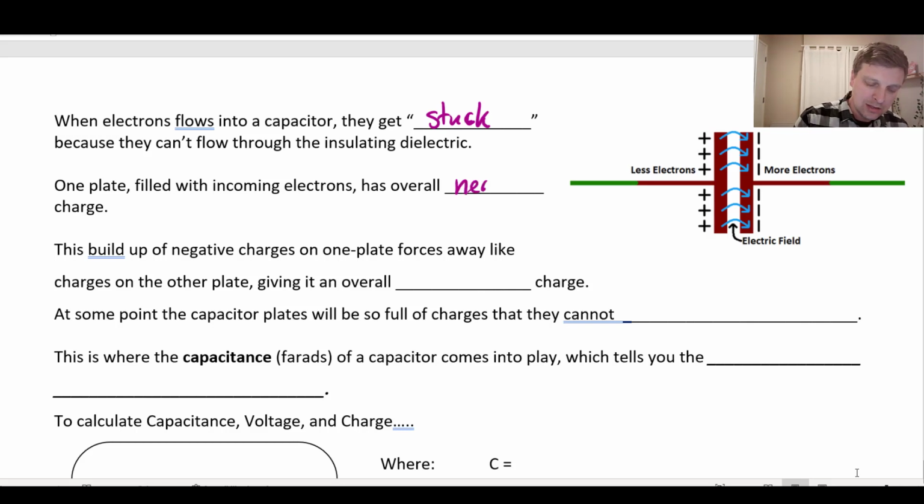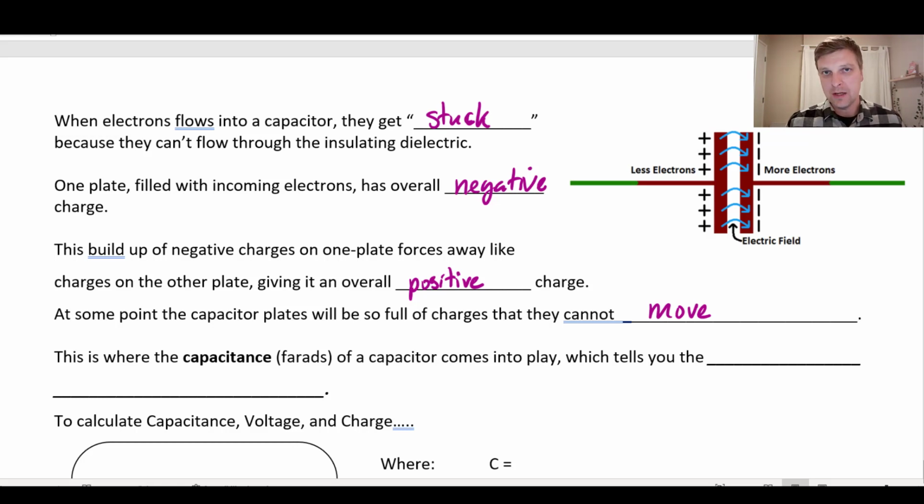and this makes sense. And then this buildup of negative charge does influence the positive plate, which causes them to move away, giving them an overall positive charge. Okay. Now, at some point, like we saw in the simulation there, the capacitor gets full, which is to say that at a certain point, the voltage we're providing is only going to pack so many electrons into that space. And so once it's full of charges, they cannot move.